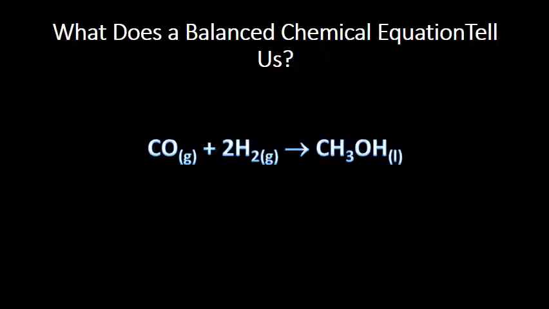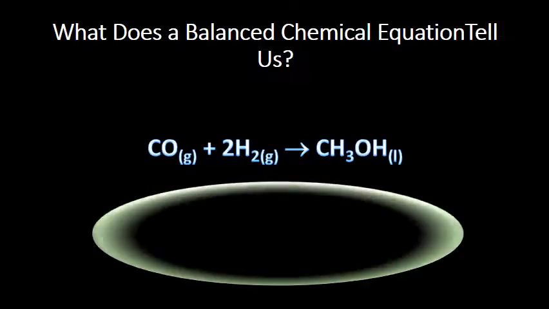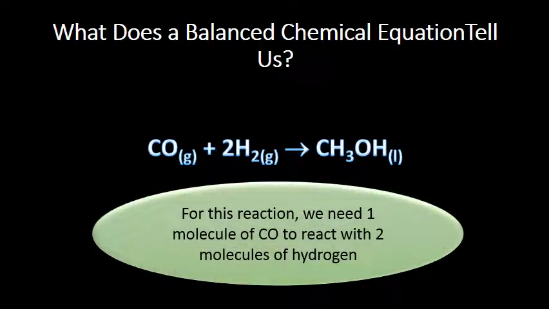Before we do that, the first thing I want to look at is a balanced chemical equation and exactly what that tells us. Well, the first thing that it tells us is that we need one molecule. One molecule. Yeah, molecule. Like a compound, it's different from a mole, but a molecule. So this says we need one molecule of carbon monoxide to react with two molecules of hydrogen to make one molecule of methanol.